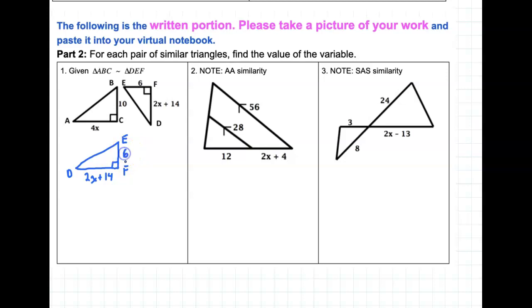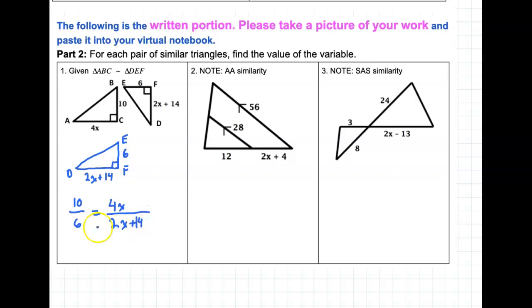Okay, good. So those are similar triangles, which means they're proportional to each other. So, for example, 10 to 6, that's the big triangle, this leg to 6, is equal to 4x to 2x plus 14.